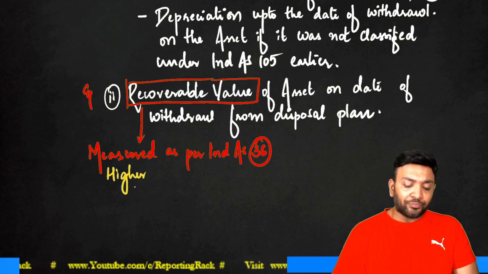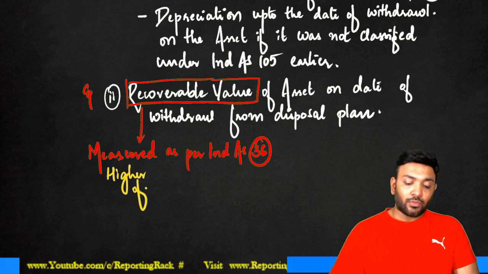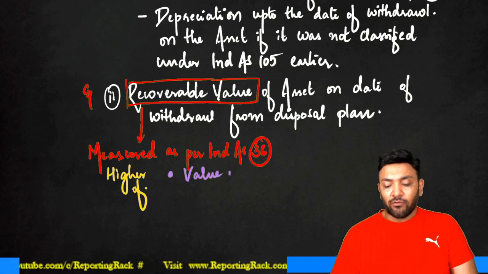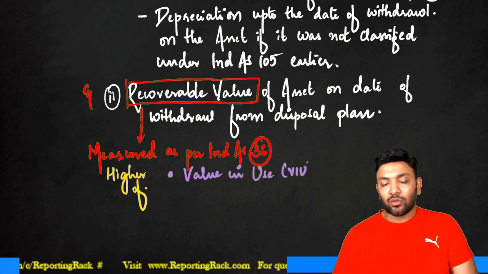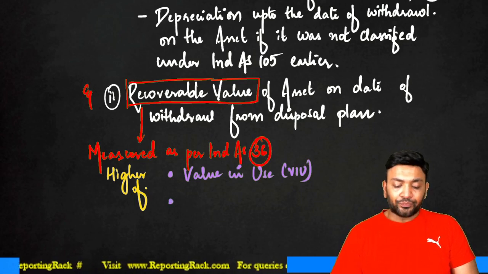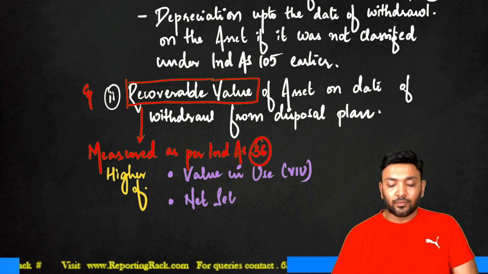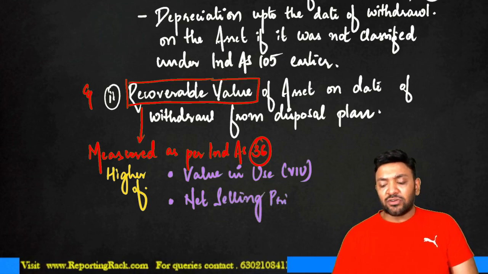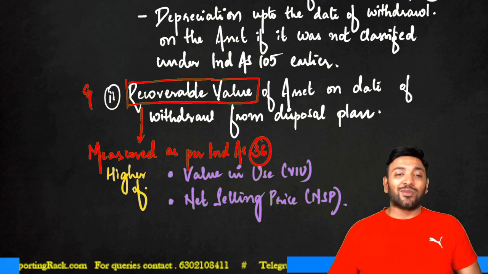higher of point number 1, value in use. In the standard, we'll use the word VIU, or net selling price. Till now, we have only come across the word lower of. Now I am coming across a word called higher of these two values.